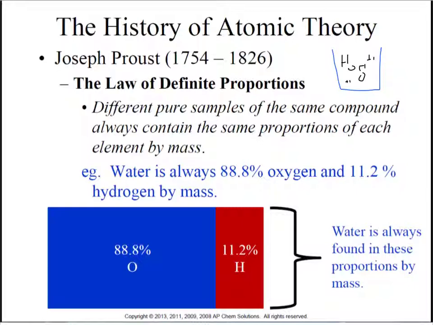But what he did with some analysis was he discovered that water is always 88.8% oxygen and 11.2% hydrogen by mass. So what we realize from this then is that molecules are always in a definite proportion. So that means there's a certain ratio going on there.